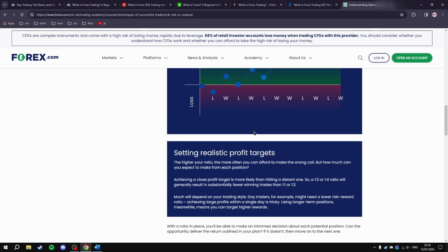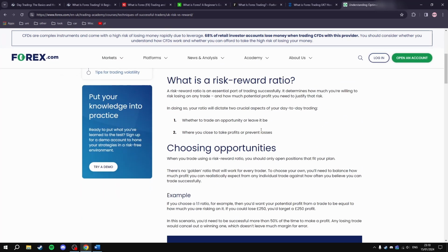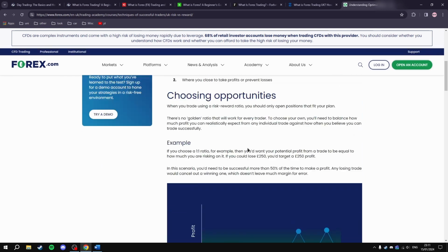I think we've been through this as well, haven't we? We have, yeah. Right, okay, so what is a risk reward ratio? Because I remember looking at this chart.